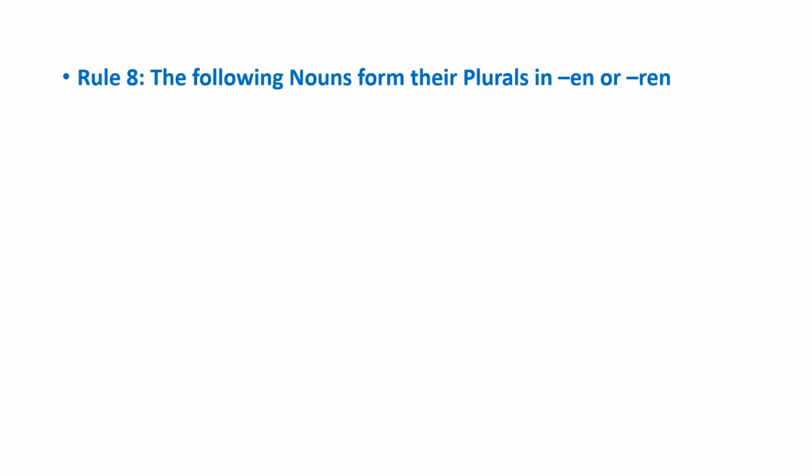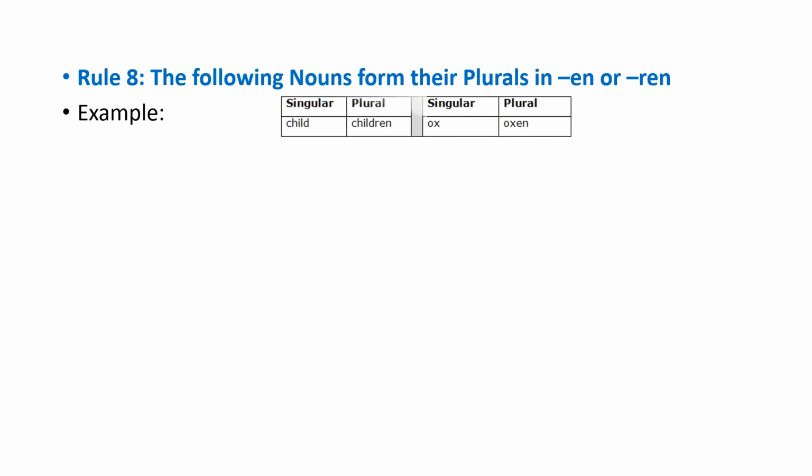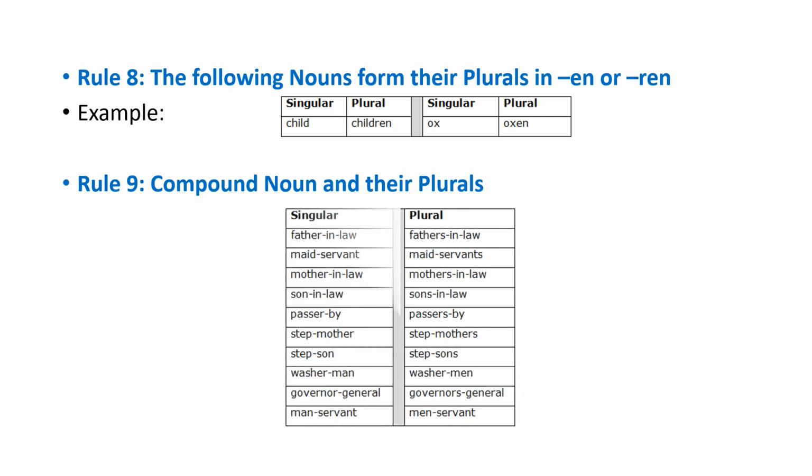The following nouns form their plurals in en or ren. These are two words only, easy to memorize: child, children, ox, oxen. Now compound nouns and their plurals. Where we are adding two or three words, those are known as compound nouns. Like father-in-law will be changed to fathers-in-law. Here we will be changing the number of the noun.